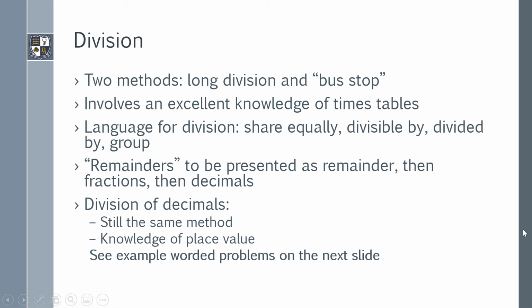Divisible by, divided by, and group of. Now, divisible by is where it can be divided, but there's no remainders. So, equal size groups with no remainders. Remainders, first we present them as a remainder. So we write, if it was 365, remainder 5, it would be 365 R5. We then move this on to understanding that remainder, converting it into a fraction, and then a decimal as well. The division of decimals, just like multiplication, is the same, but they must have that understanding of their place value columns, including their tenths, hundredths, and so on.